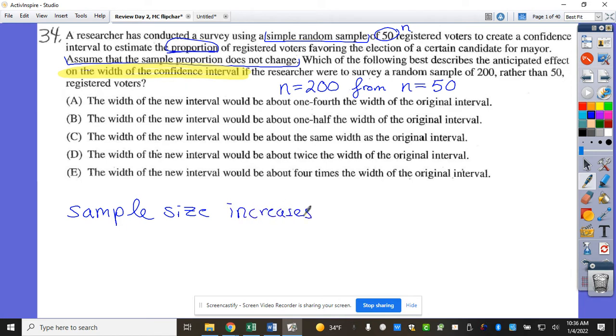If our sample size increases, what definitely happens to our width? If I interviewed more people, what happens to my width?